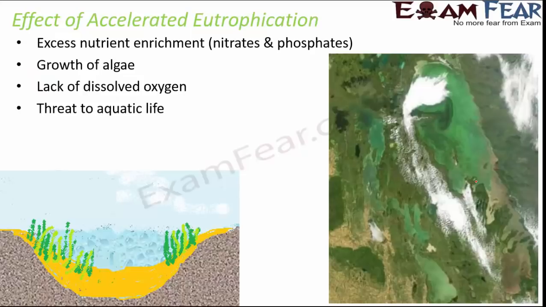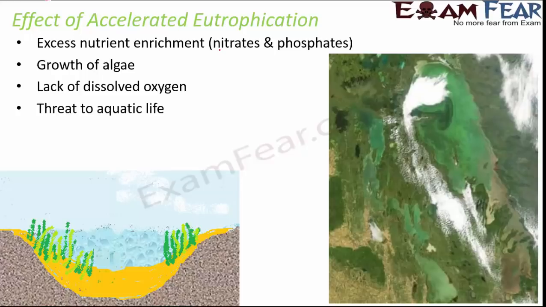Now, accelerated eutrophication. Sometimes the lakes do not age naturally. It's like they suddenly undergo aging and suddenly the lake becomes old. So how does that accelerated eutrophication happen and what are its effects?